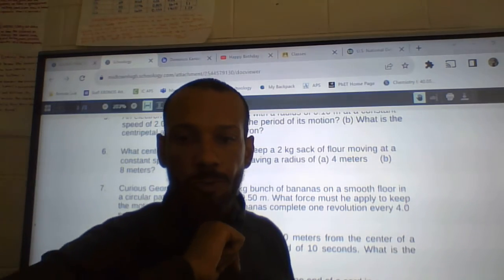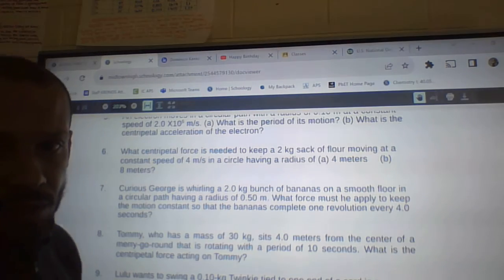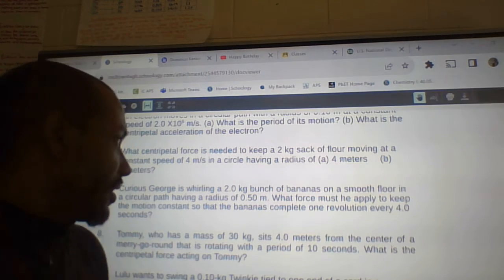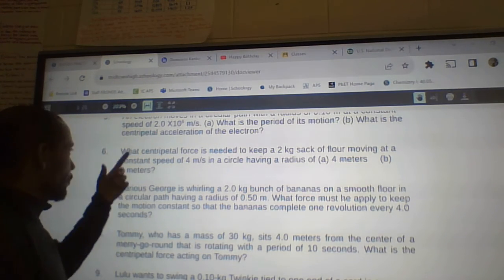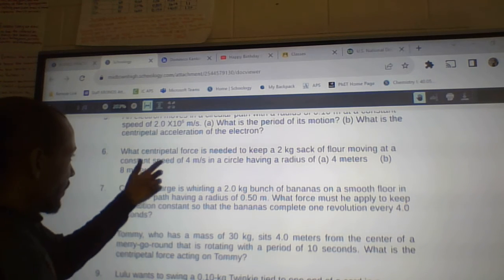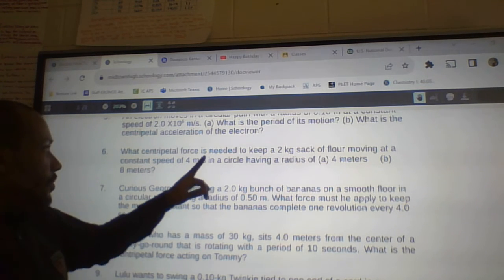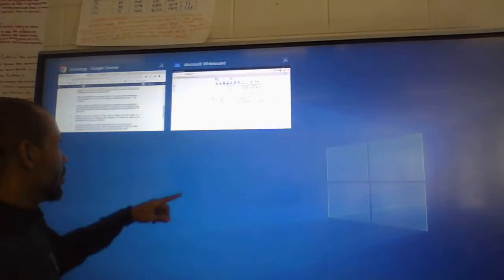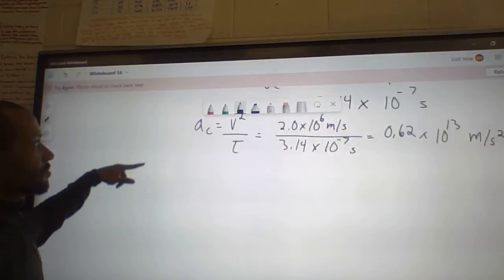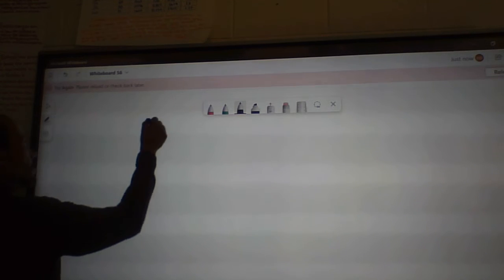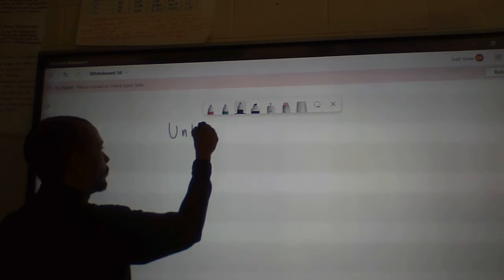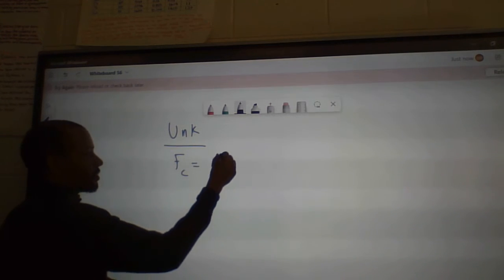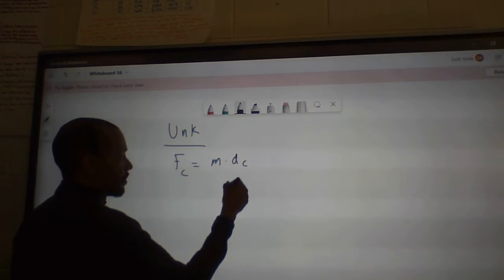And next one we'll look at is number 6. I'm not going to do the whole thing, but I'll at least set it up, and then from there you can figure it out. So we'd have some given information, but I'm already thinking on this one, they want us to determine centripetal force. So first thing is we'll have our centripetal force equation. That's going to be an unknown. That'll just be the mass times centripetal acceleration.